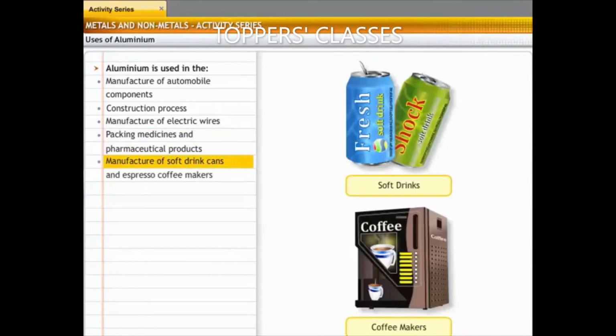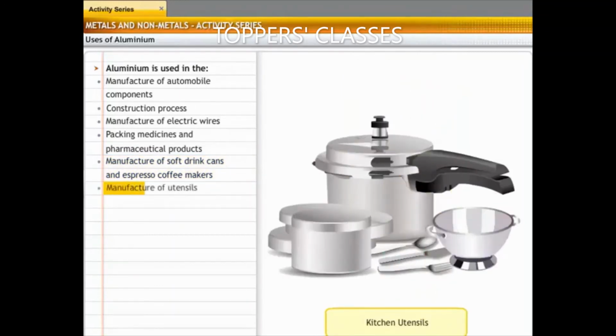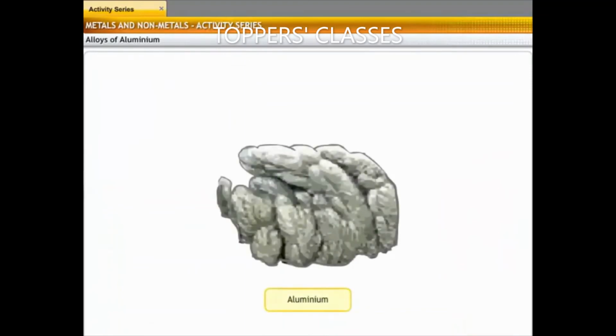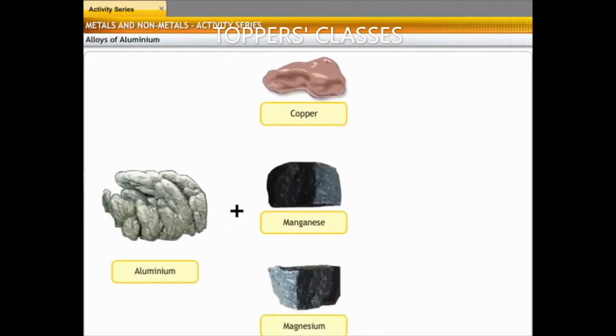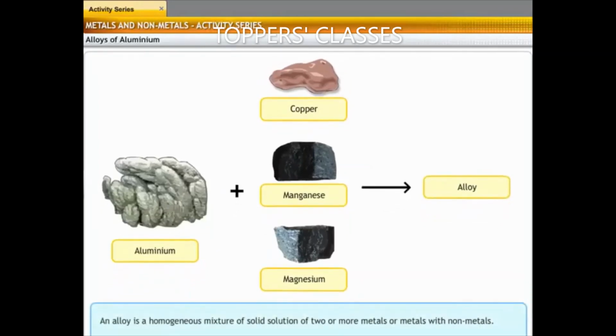In the manufacture of soft drink cans and espresso coffee makers because it does not rust and is relatively less toxic in nature. In the manufacture of kitchen utensils because aluminium is a good conductor of heat. Extracted aluminium in combination with other metals like copper, manganese, magnesium form alloys. An alloy is a homogeneous mixture or solid solution of two or more metals or metals with non-metals.